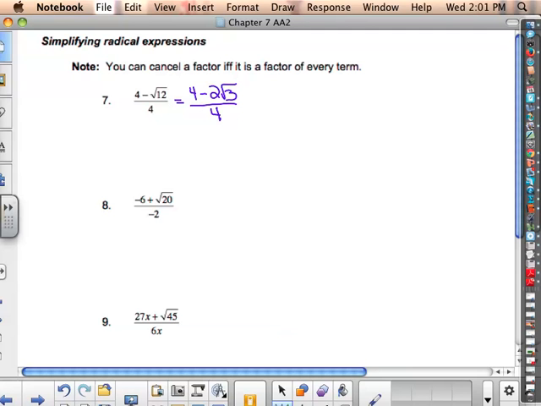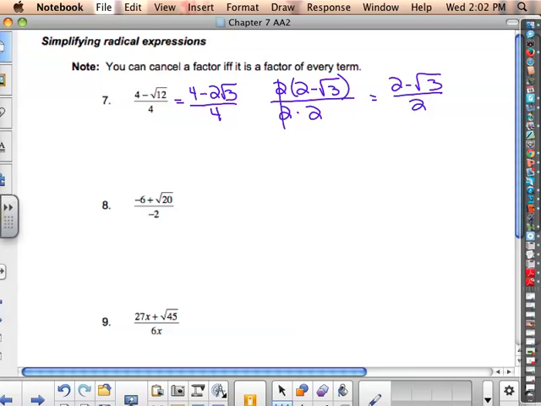Now, this is when I'm looking at what can I factor out. I can factor out a 2 from every term. That leaves me 2 minus the square root of 3 over 2 times 2. So I can cancel those 2's. That leaves me 2 minus the square root of 3 over 2.